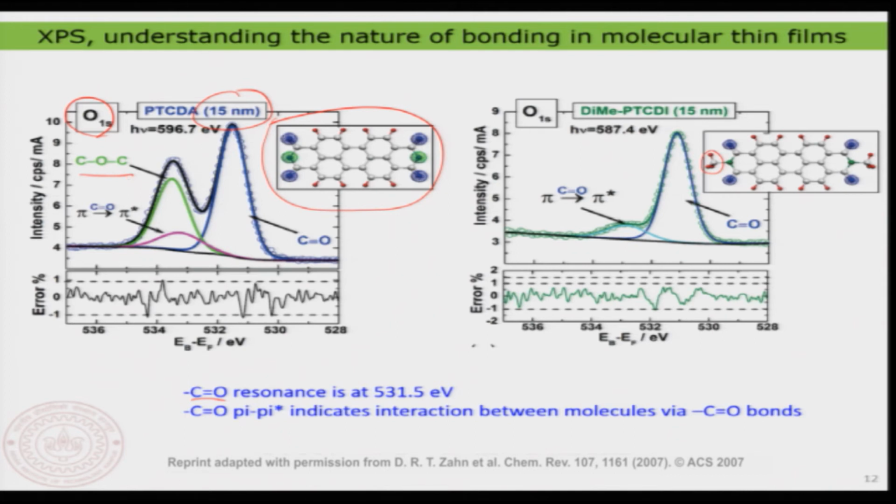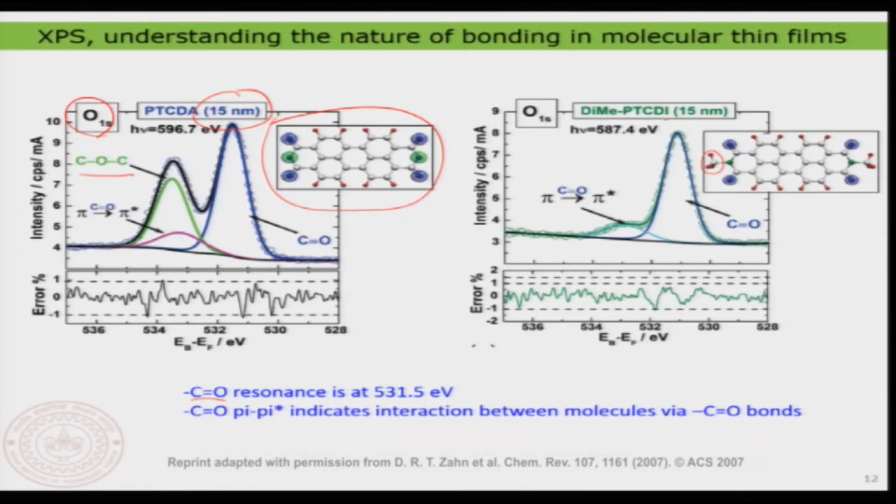And as we have already discussed, the COC oxygen has a higher binding energy, that is something you expect. Then you can assign their energy, and by looking at the energy shift compared to a molecule not in the film, you can compare the energy shift. But you also see that in the case of dimethyl PTCDI, you have only one peak corresponding to the C double bond O. So, this is the C double bond O, and there you see just one resonance.